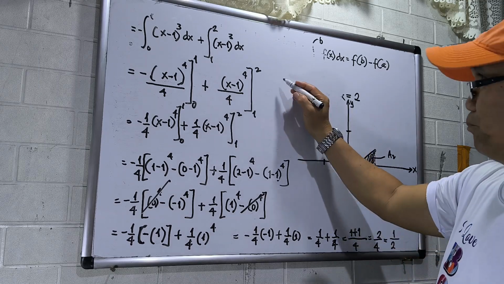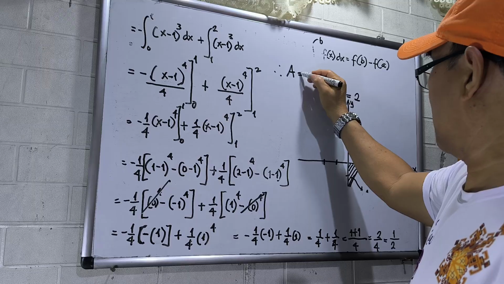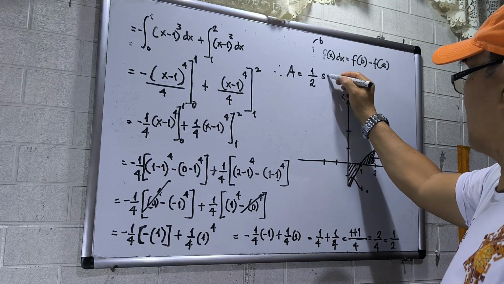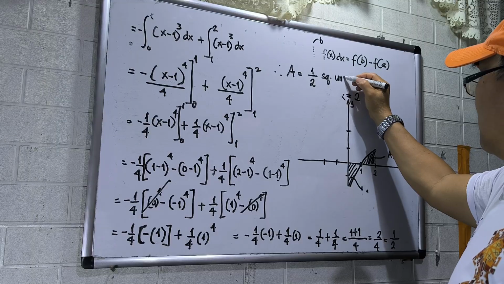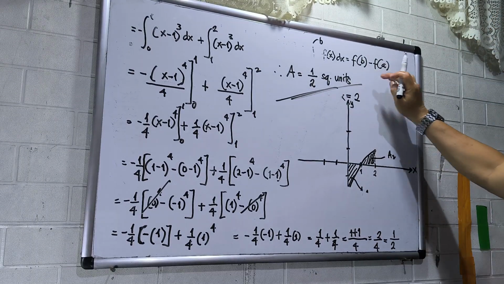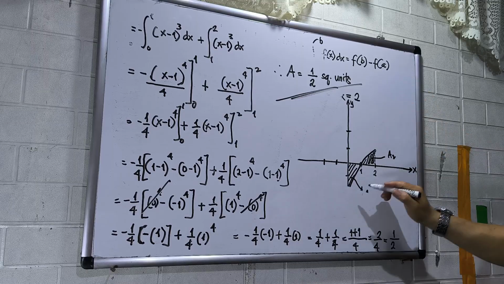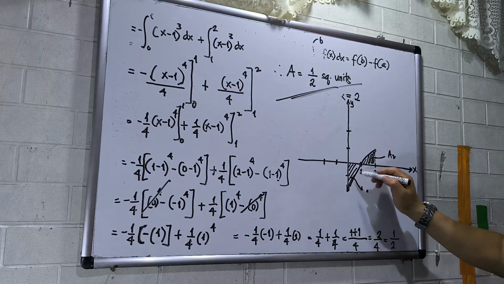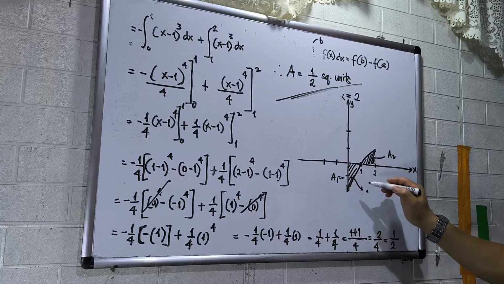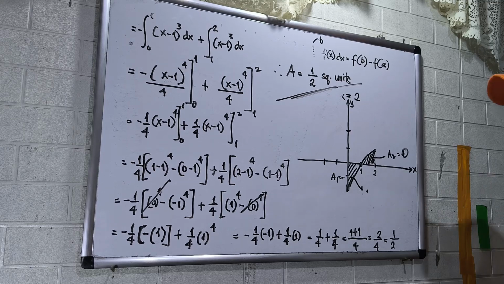So therefore, the area is equal to 1/2 square units, because there is no given unit, so we just take the unit. So area equals 1/2 square units for this figure. So this will be positive. This area 1 will be negative, and then area 2 will be positive. Okay? I think that's all.